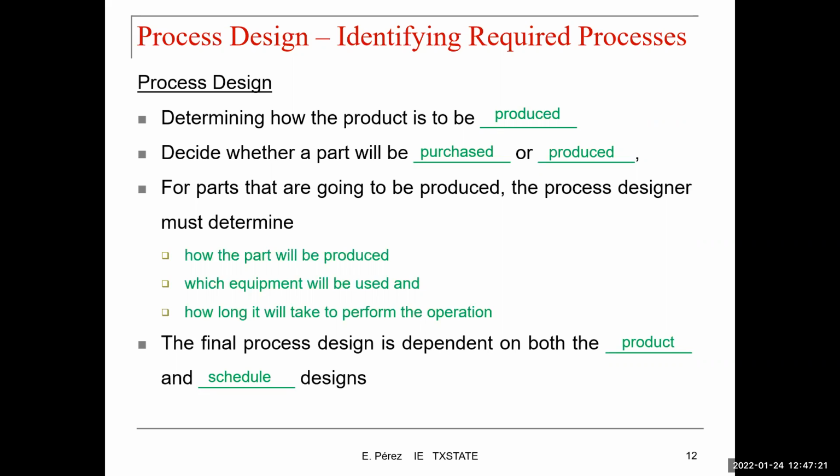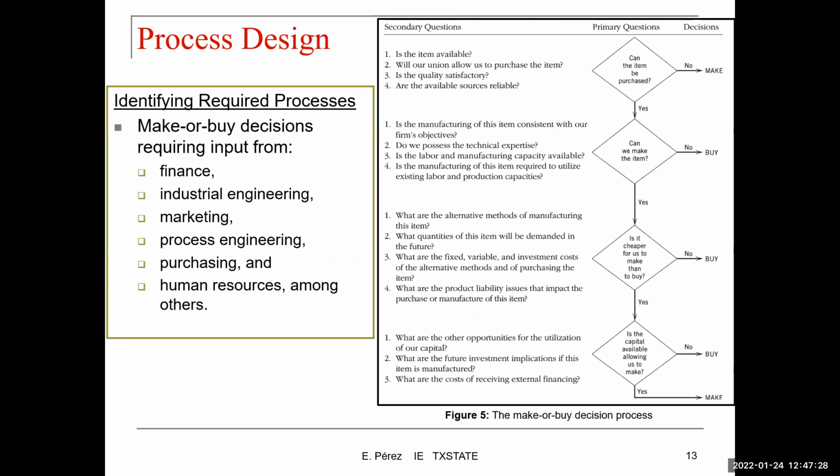So we talk about the product. Now we're talking about the process, and then after that, we're going to talk about the schedule. So in terms of identifying the required processes, there are multiple make or buy decisions that require input from different areas in the company. And you as an engineer are going to be dealing not only with the engineering department, but also interacting with people from human resources, let's say computer science. You're going to be interacting also with marketing and so on. So most of these make or buy decisions require input from these many areas: marketing, process engineering, purchasing, human resources, among others.